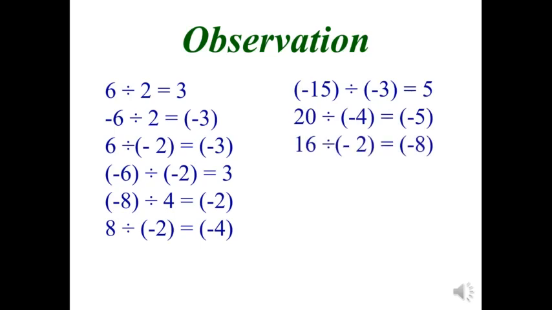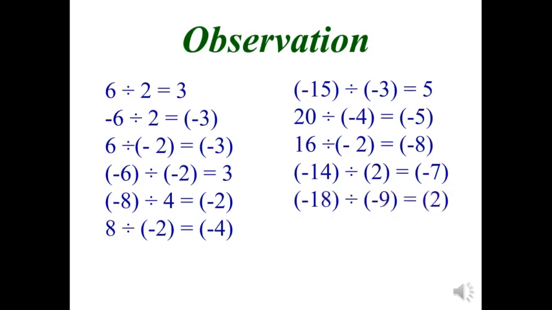16 divided by -2 is equal to -8. Then -14 divided by 2 is equal to -7. -18 divided by -9 is equal to 2. Then 10 divided by -5 is equal to -2. So like this you can divide the integers. Thank you.